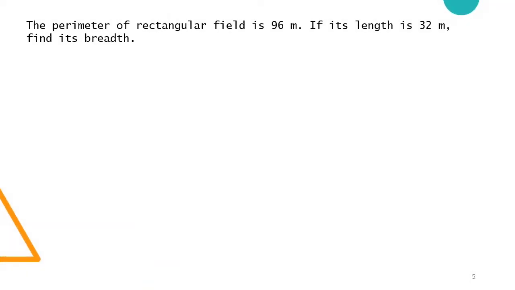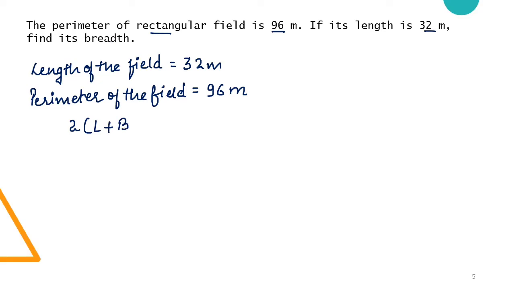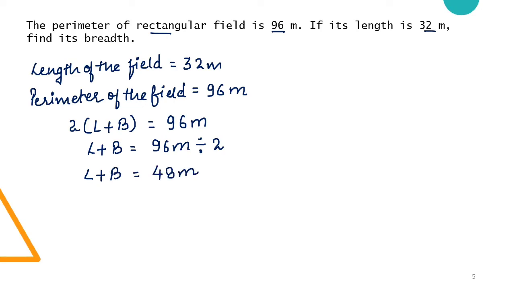The next question is, the perimeter of a rectangular field is 96 meter. If its length is 32 meter, find its breadth. So in this question, length of the field is 32 meter and perimeter of the field is also given to us. It is 96 meter. As it is a rectangular field, so perimeter will be equal to 2 times length plus breadth. So this 2 times length plus breadth will be equal to 96 meter. That means length plus breadth will be equal to 96 meter divided by 2. So length plus breadth is equal to 48 meter.